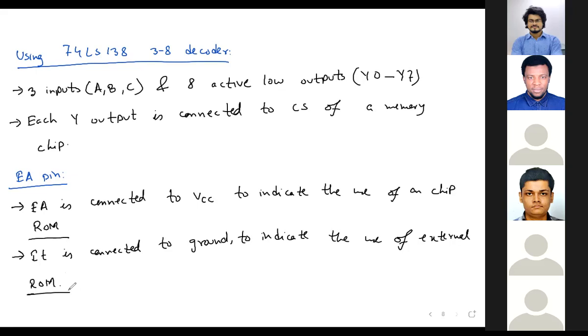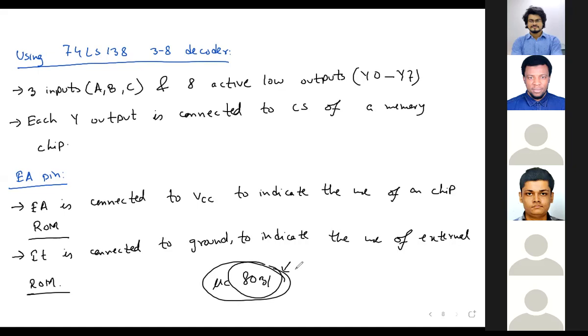The concept of external ROM is so popular that there is a microcontroller, the 8031. The one we are using is the 8051. The only difference between the 8031 and the 8051 is that the 8031 does not contain any on-chip ROM. The 8051 has an on-chip ROM and the 8031 does not. So whenever we use the 8031, we need to use an external ROM.